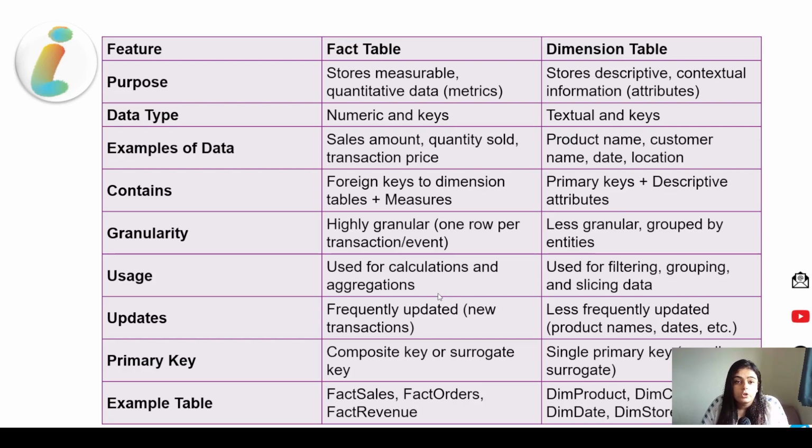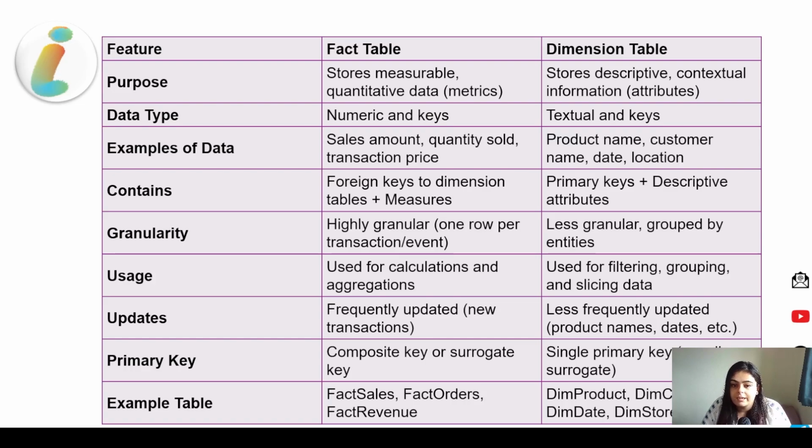When we talk about usage, a fact table is used for calculations and aggregations, and we need dimensions for filtering, grouping, and slicing data. If we talk about updates, fact tables are frequently updated, but dimension tables, on the other hand, are updated less frequently. For example, a product name would not be updated frequently, right? It would stay as it is.